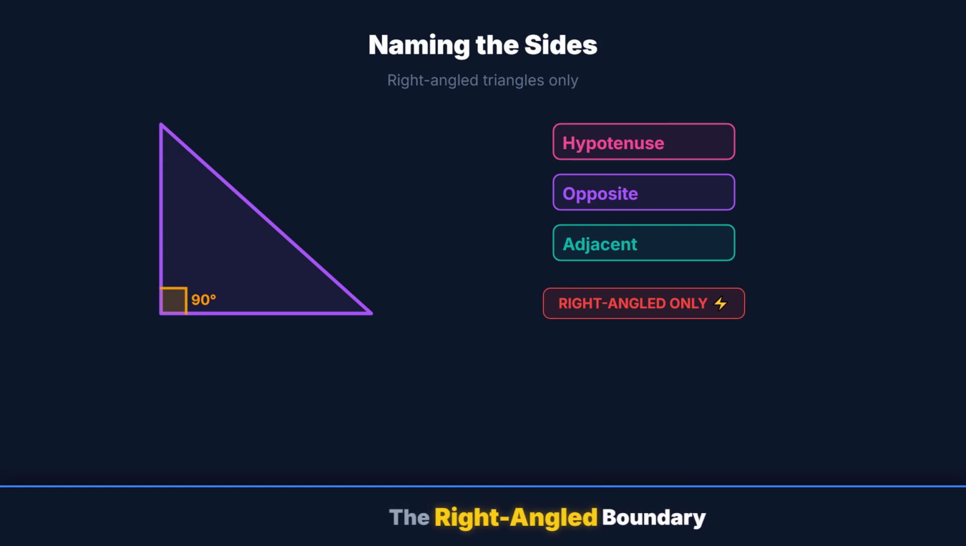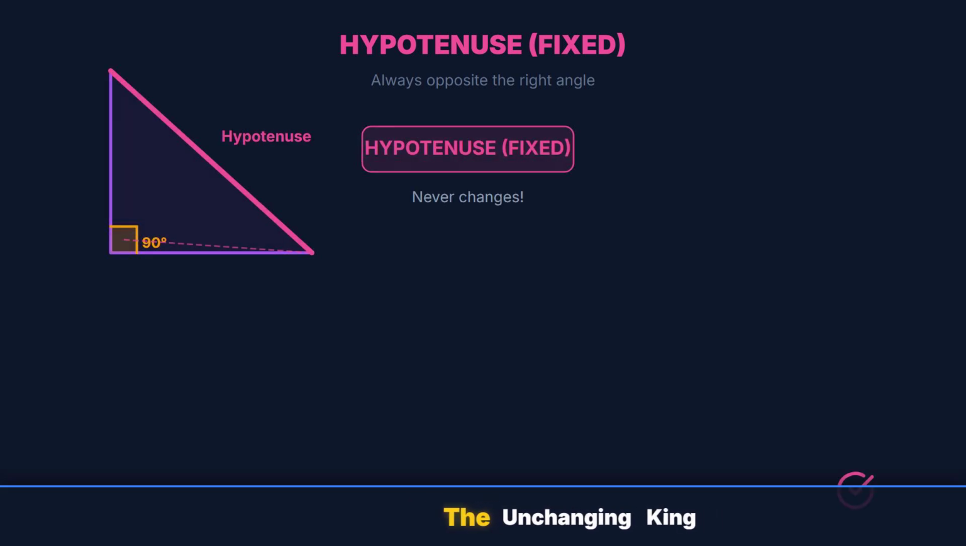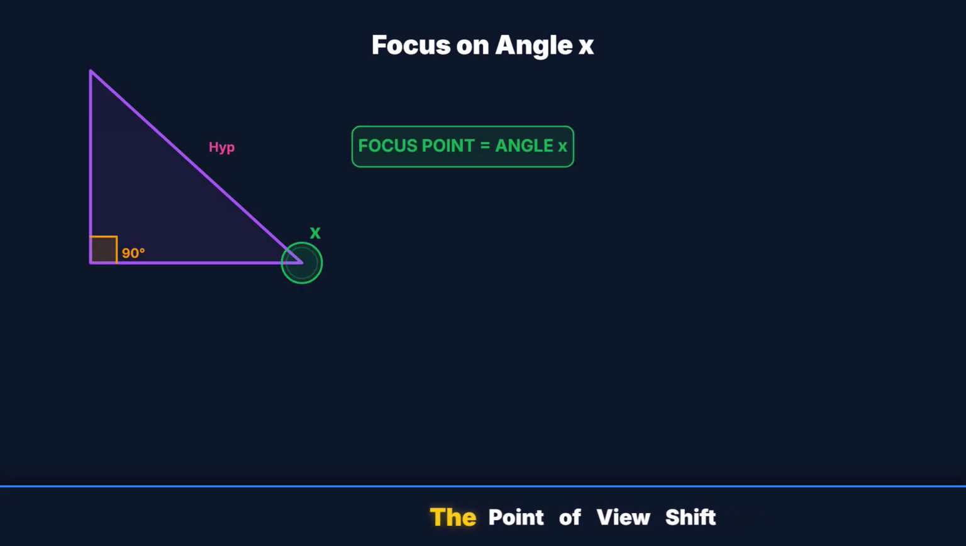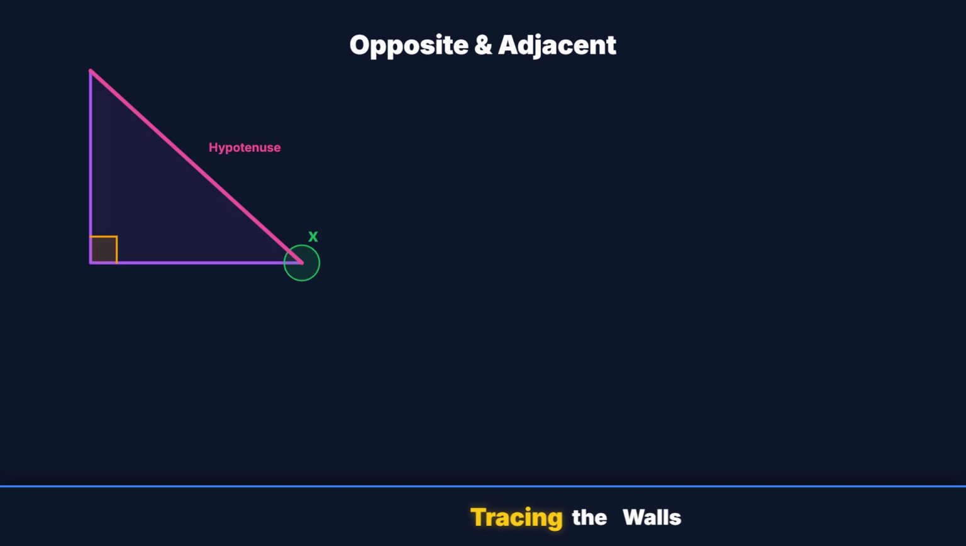Naming the sides: every right triangle has a hypotenuse, opposite, and adjacent. The hypotenuse never changes. It is opposite the right angle, the longest side. The other two sides depend on which angle you are looking at. Suppose you focus on angle X. The side directly across from angle X is called opposite. The side beside angle X is called adjacent.